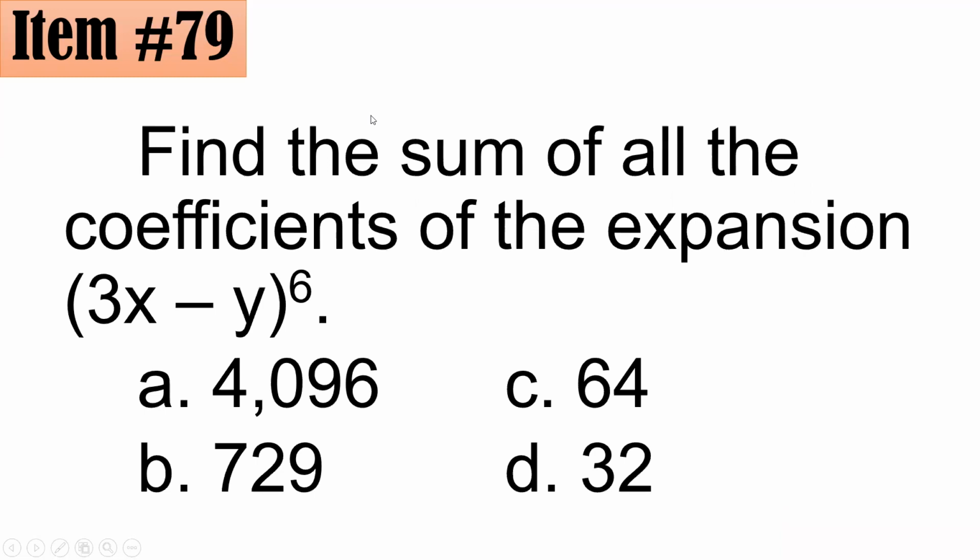79. Find the sum of all the coefficients of the expansion of (3x minus y) to the 6th. Did you go for 4,096, 729, 64, 32? So can you imagine po, no? If you will use the binomial expansion, raised to 6, tapos i-add mo lang naman yung lahat ng coefficients niya.